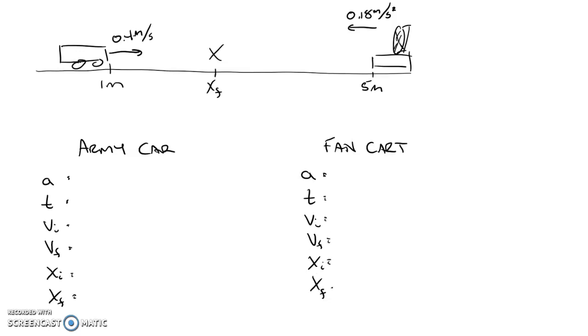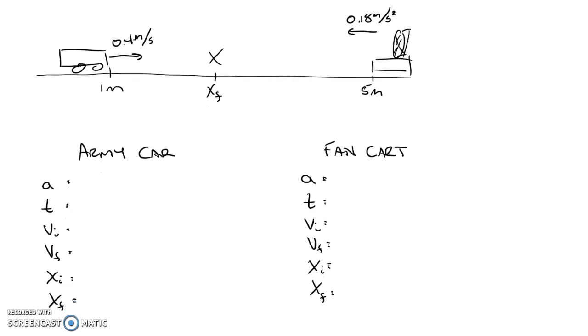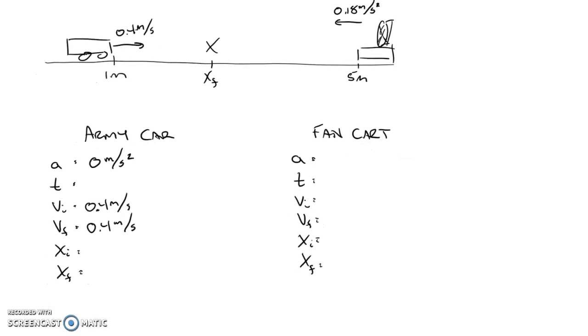Now, we want to make sure we put in the right values. So what we do know is that the army car has an initial velocity of 0.4 meters per second. However, it's at constant velocity, and constant velocity means the velocity is not changing. So it has zero acceleration, which means the final velocity is also 0.4 meters per second. And this side of the problem basically is just the one constant velocity equation.